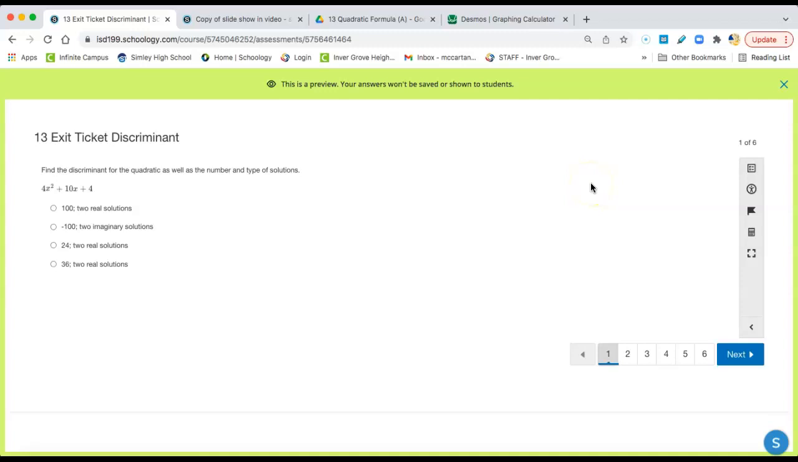If it's negative, it has two imaginary solutions. If it's positive, it has two real solutions. And if it's 0, it has one real solution.